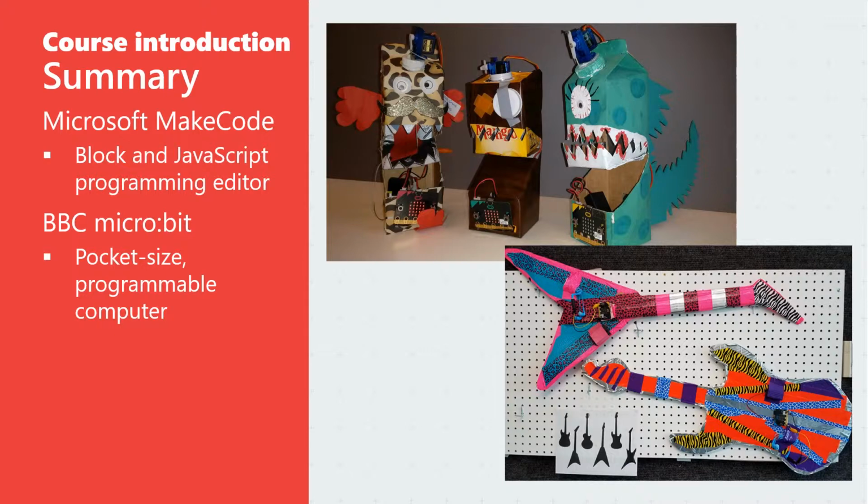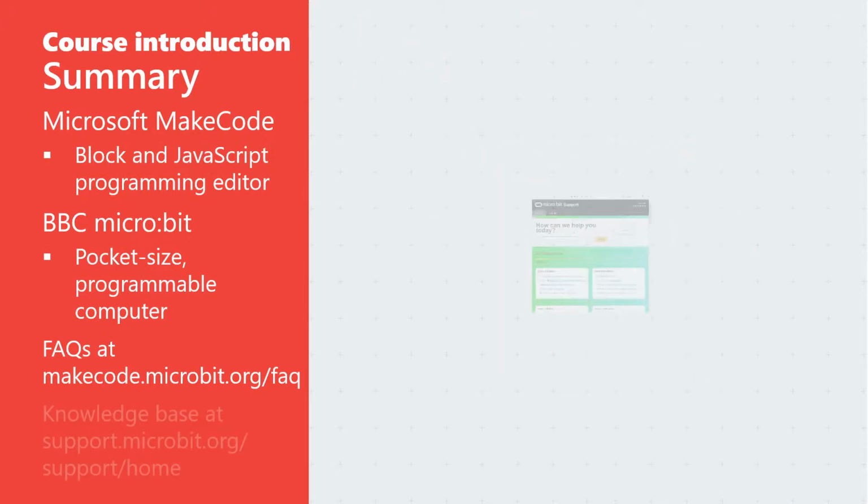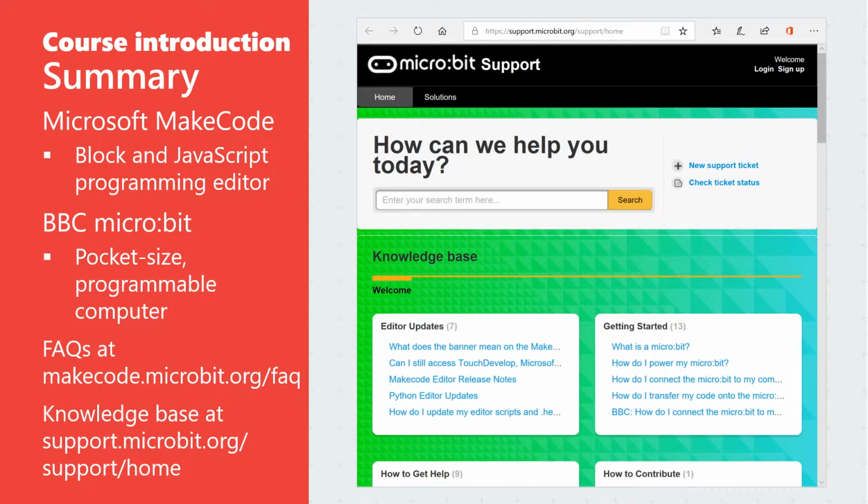For support, you have two go-to resources. Frequently asked questions are found at makecode.microbit.org/FAQ. The knowledge base, found at support.microbit.org/support/home, is a repository of articles written especially to help answer common questions and solve common problems.